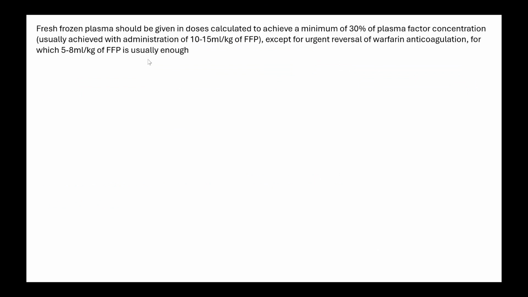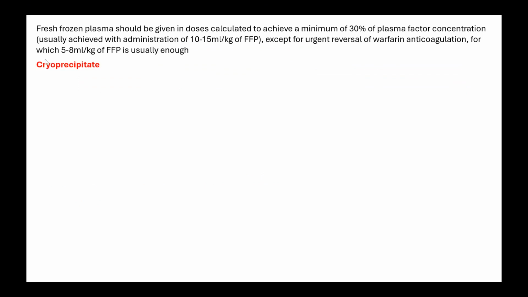And fresh frozen plasma is to be given in doses calculated to achieve a minimum of 30% of plasma factor concentration. And about 5 to 8 ml per kg of FFP is usually enough.